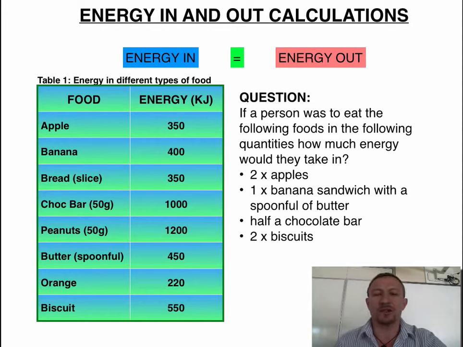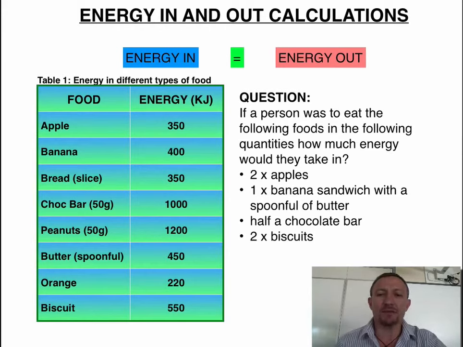So let's look at the question on the right hand side here. It says if a person was to eat the following foods in the following quantities, how much energy would they take in? So this person is taking in 2 apples, they're having a banana sandwich with a spoonful of butter, half a chocolate bar and 2 biscuits. So let's look at it.